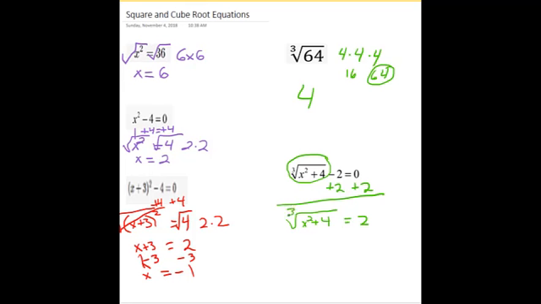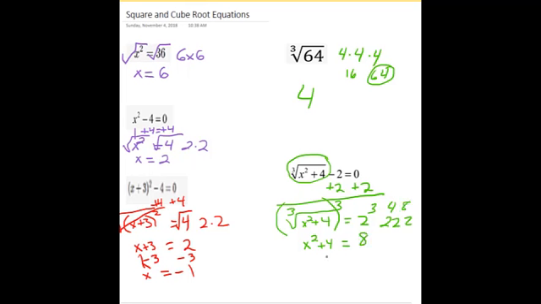As we said before, we always do the opposite. If this is the cube root of x squared plus 4, let's cube it. Let's put a big old 3 up there, and if we do it to one side, we have to do it to the other side. That's going to get rid of everything in the cube root, and we have x squared plus 4 equals 2 cubed, which is 2 times 2 times 2. 2 times 2 is 4, and then times 2 is 8. So now we have 8 on this side.